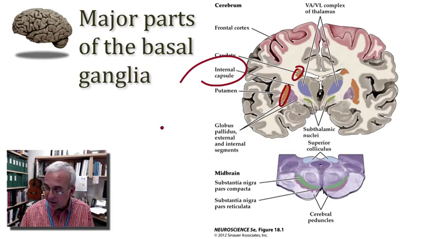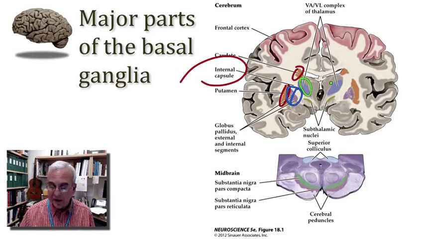Just on the medial side of the putamen is where we find the globus pallidus, and as we'll see, the globus pallidus has two parts to it, an external part and an internal part. The output from the pallidum is directed towards the thalamus, and we see our motor thalamus here in this level.